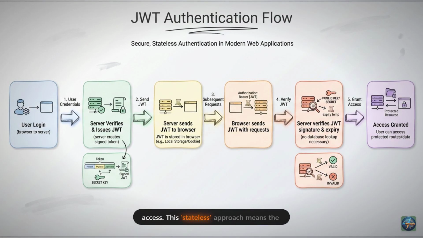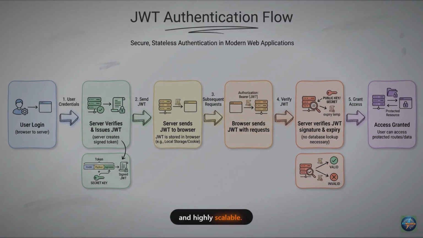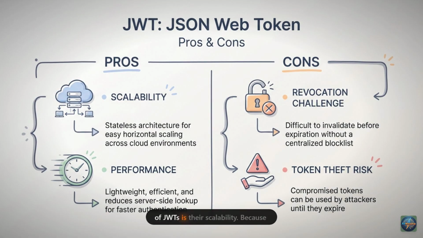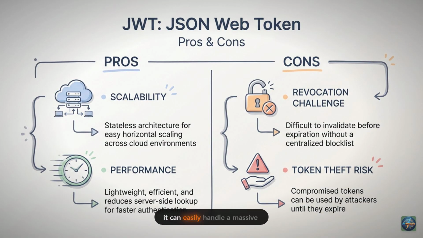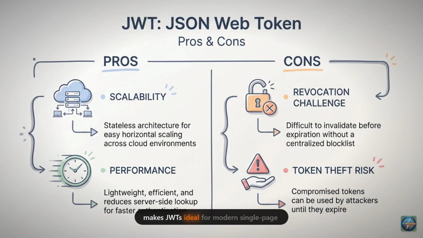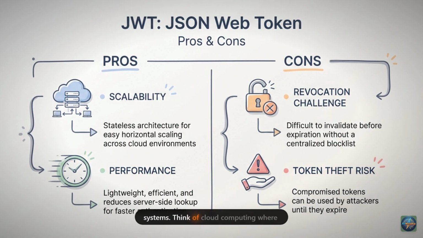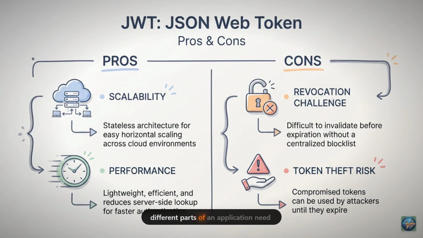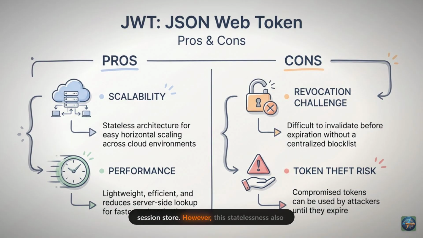This stateless approach means the server doesn't have to remember anything about your session, making it incredibly efficient and highly scalable. The biggest advantage of JWTs is their scalability. Because the server doesn't store session data, it can easily handle a massive number of users and distribute authentication across multiple servers or microservices. This makes JWTs ideal for modern single-page applications, mobile apps, and complex distributed systems. Think of cloud computing, where different parts of an application need to communicate securely without a central session store.